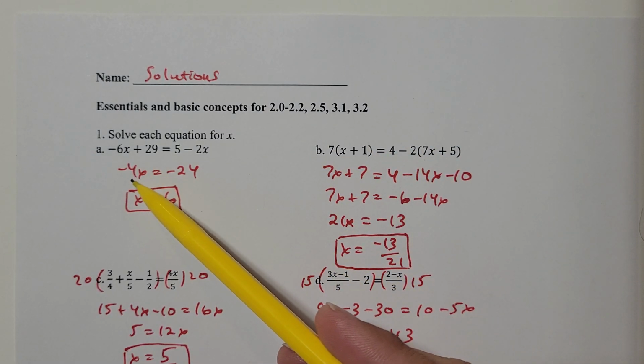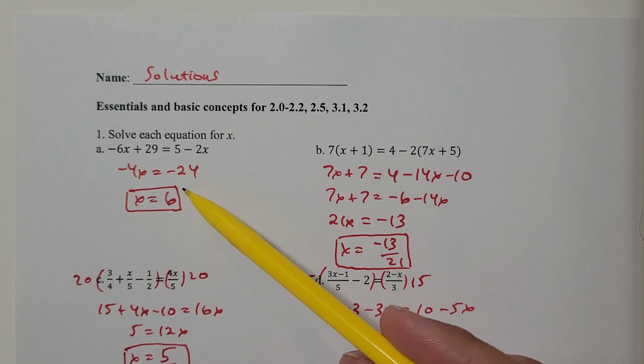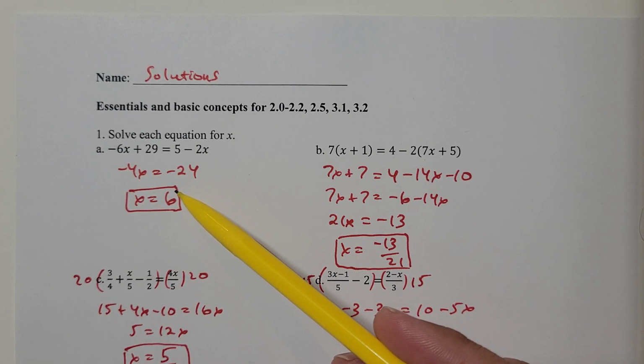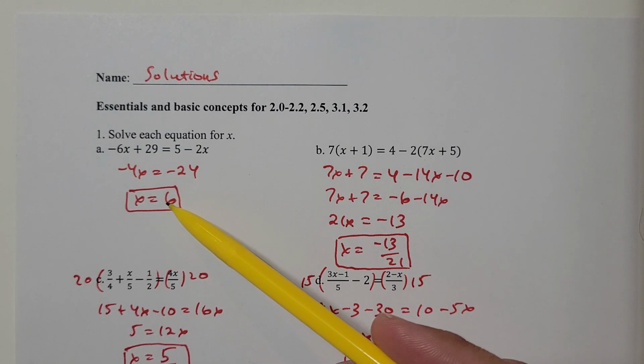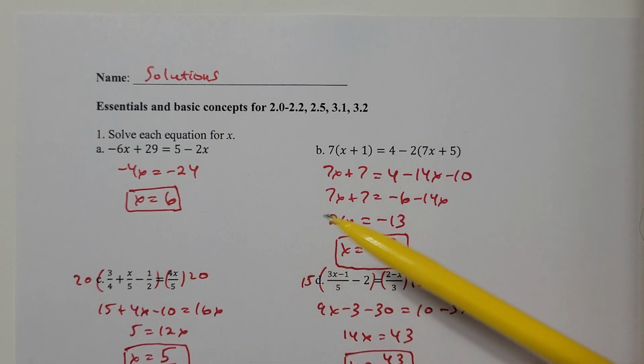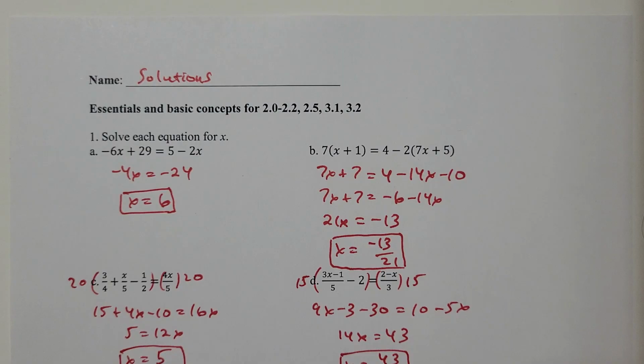And then divide by negative 4. Negative 24 over negative 4 is 6. Okay, so the answer there would be 6. Okay, now you can check your answers if you want to or not. It doesn't matter. A little bit later, we're going to see some equations that you have to check your answers with. Yeah, these you don't have to do that.